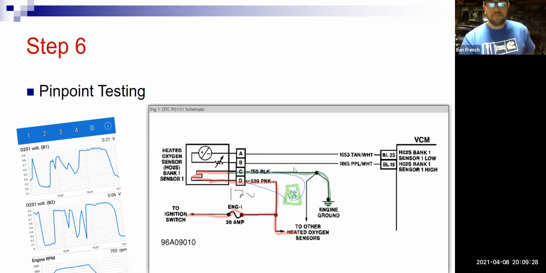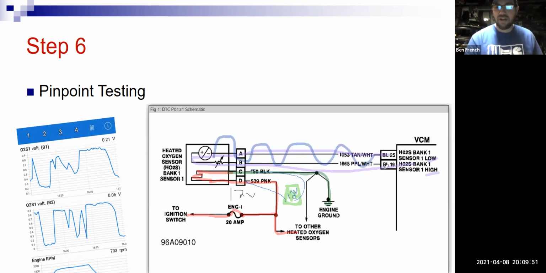Now you guys might be wondering, what's going on for this part of the circuit? It kind of shows this thing as like a variable resistor, and it talks about high and low. It's not really a variable resistor. It's a zirconia sensor. It's a voltage generator, but basically it's trying to show you that this thing's going to have a varying voltage signal on those wires.